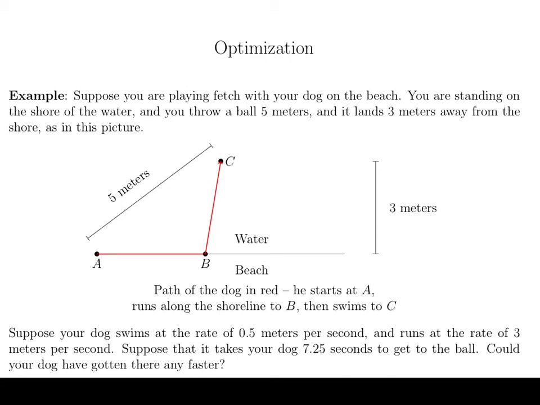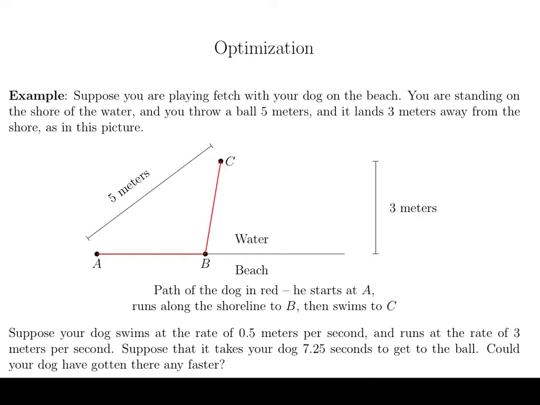Hello, calculus fans. Let's try another optimization problem. Okay, so you're playing fetch with your dog on the beach, and you're standing on the shore of the water, and you throw the ball 5 meters, and where it lands in the water is 3 meters away from the shore. Okay, so here's the picture.